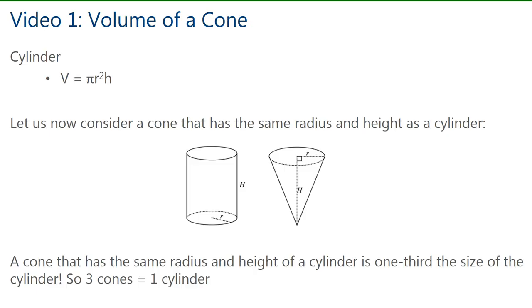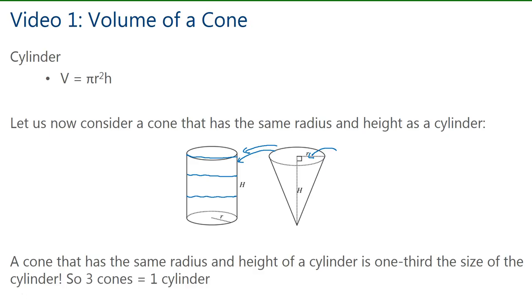Now let's consider a cone that has the same radius and height as the cylinder, as shown in the diagram below. If I were to take one of these cones and fill it up with water and then dump it into the cylinder, it would be about this high. So if I repeated that process again, it would be about this high. And if I did it once more, it would be filled to the top. It would take 3 of these cones to equal one of those cylinders.